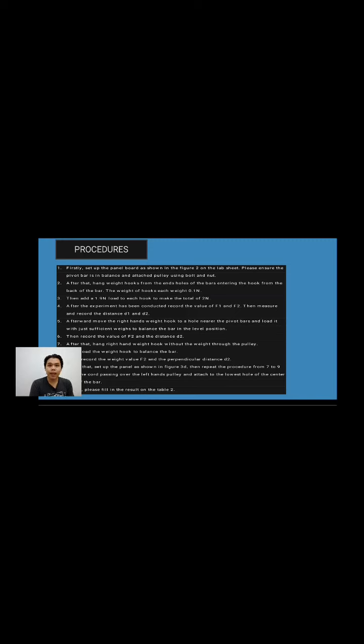After that, record the values of F1 and F2. Then measure and record the distances D1 and D2. That means measuring F1 and F2 and distance 1 and distance 2. Afterward, move the right hand weight hook to a hole nearer the pivot bar and load it with just sufficient weight to balance the bar in the level position. Then record the value of F2 and the distance D2.